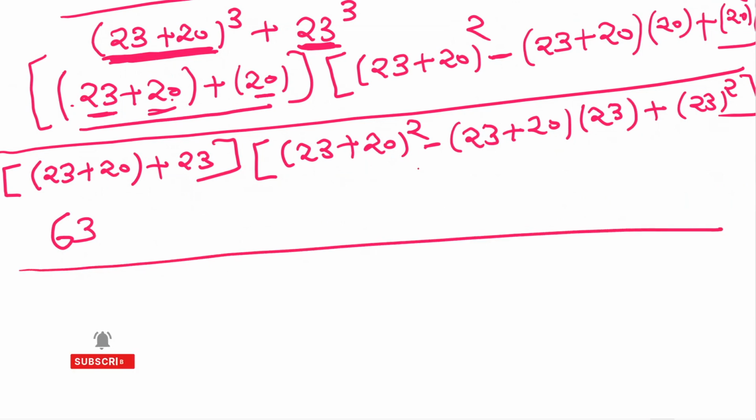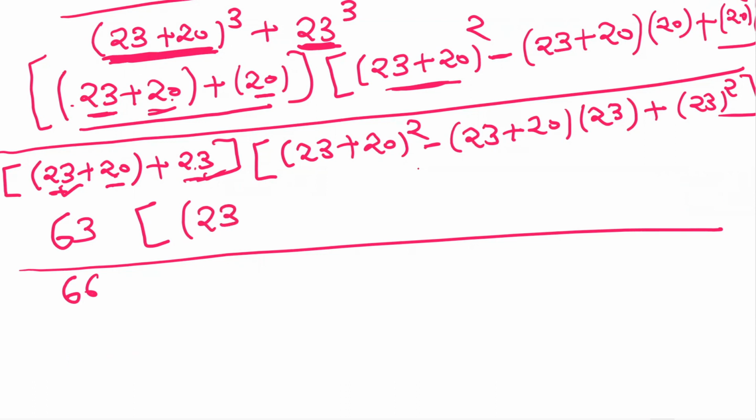If I work out the denominator of this part, we can see 23, 20, and 23. So 20 plus 20 plus 20 is 60, and then we have 3 more here, 3 more here. So 3 plus 3 is 6, so that is going to be 66. Now, here, 23 plus 20 whole square, I'm not going to touch it. So 23 plus 20 whole square as it is.